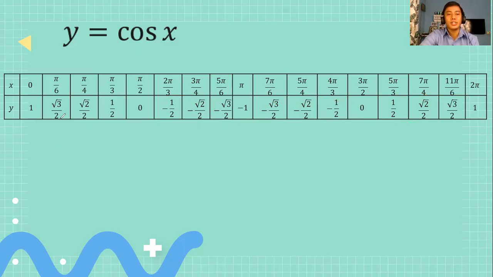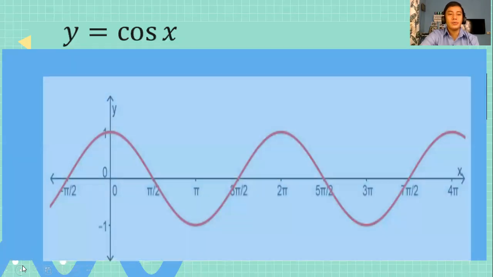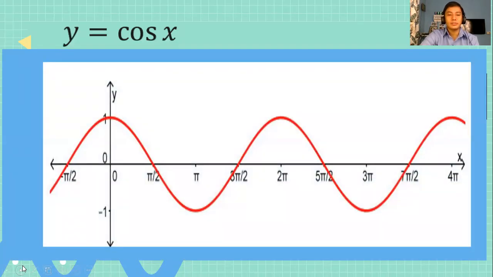But as you observe, the values just repeat. So when we graph the cosine function, this is how it would look. Look at that one.